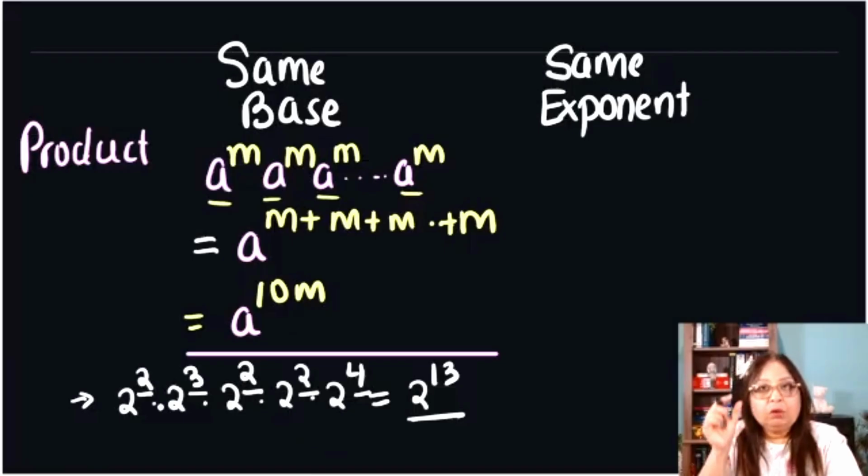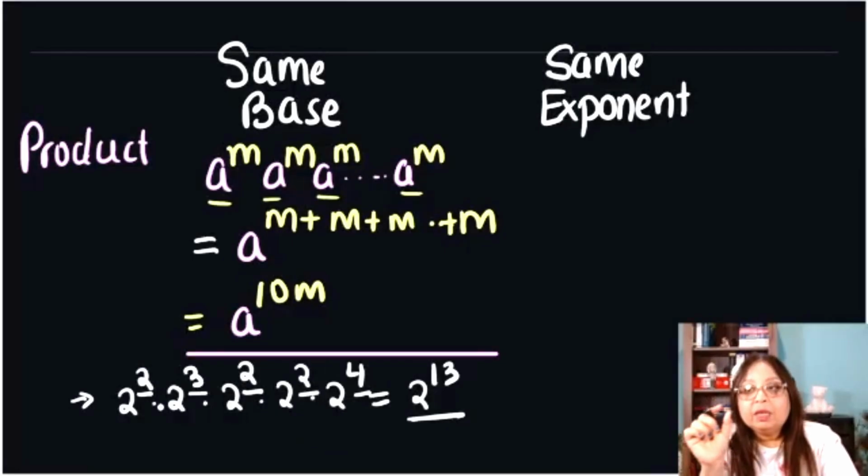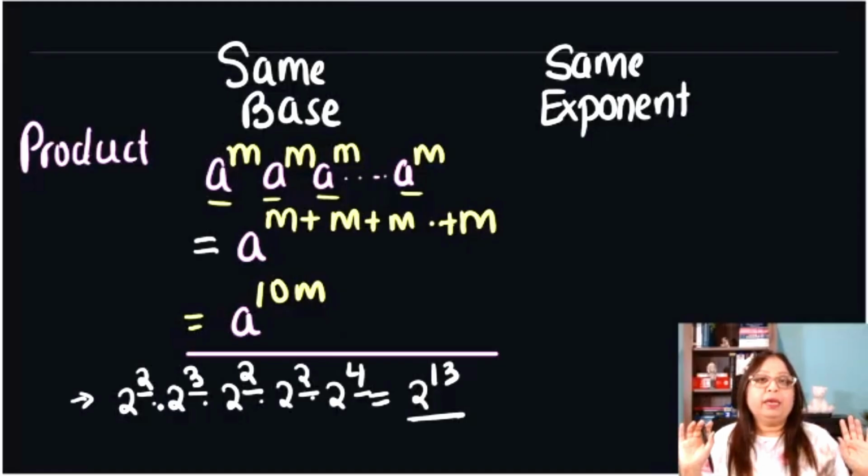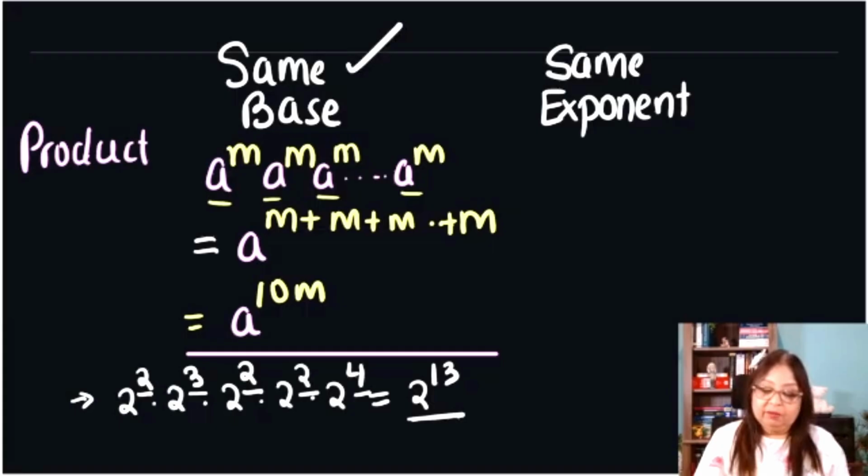All you have to do is write down that common base and raise it to the power, the sum of all the exponents. That's it. So this is when we have the same base. Next, what happens when we have the same exponent?